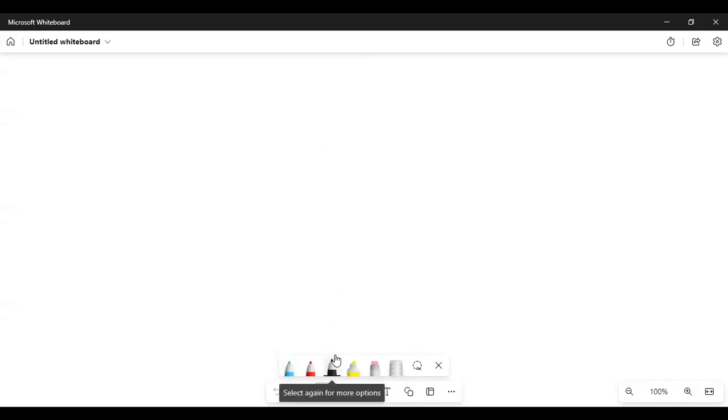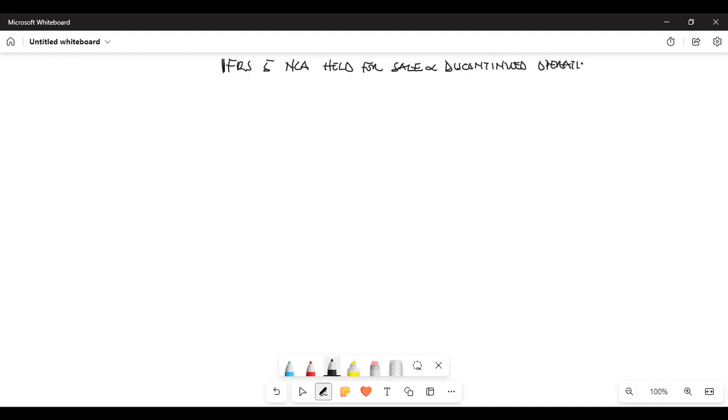Today we want to look at, first of all, IFRS 5, and that is the last of the NCA standards that we've been doing. This one is non-current assets held for sale and discontinued operations. So the standard is basically divided into two: NCA held for sale and discontinued operations.